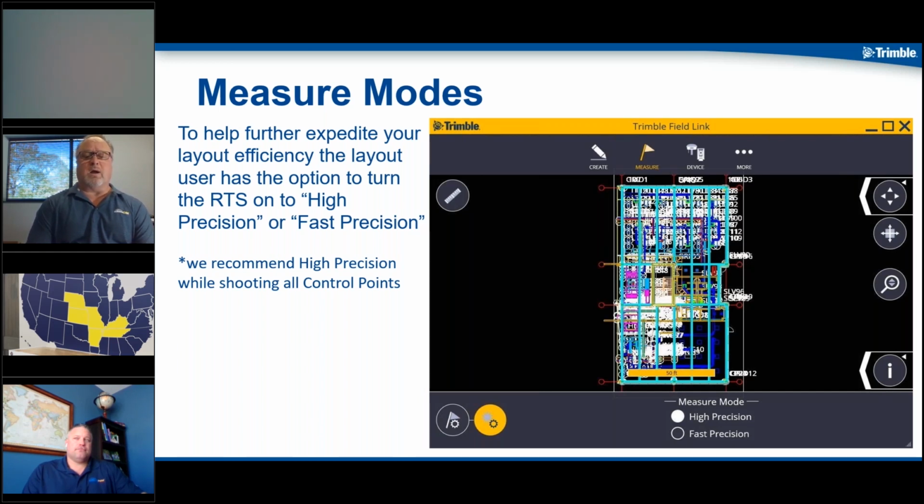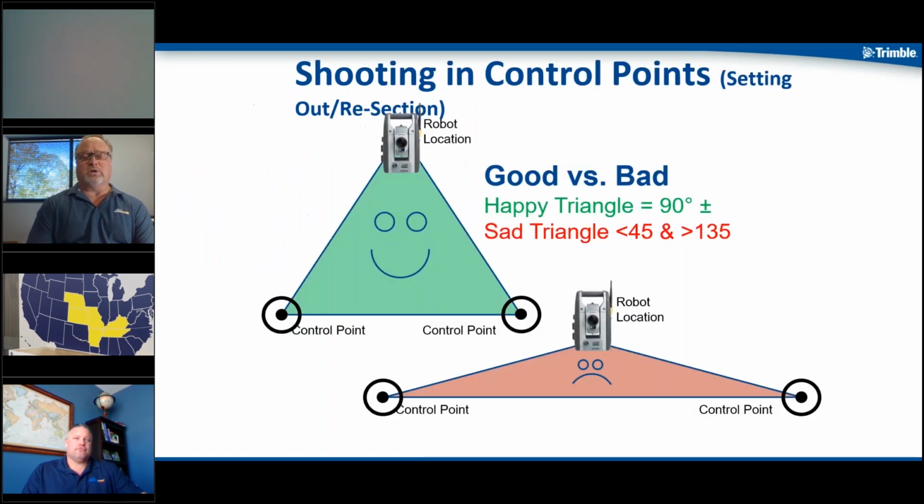It goes a lot quicker. High precision will take anywhere from 3 to 4 seconds. When you're doing layouts, you'll probably use fast precision, and that just takes one shot between the robot and the prism to go quickly.